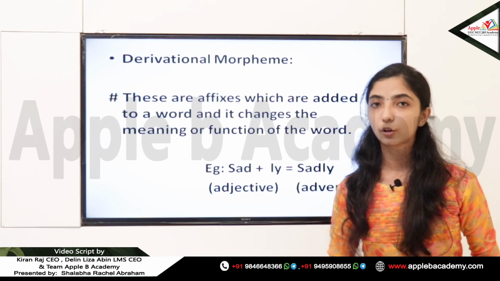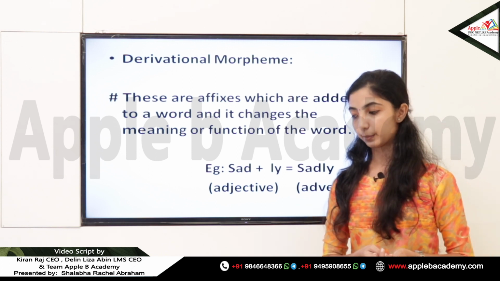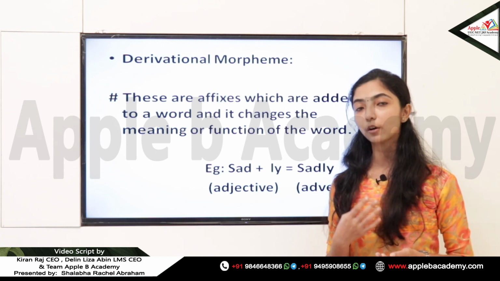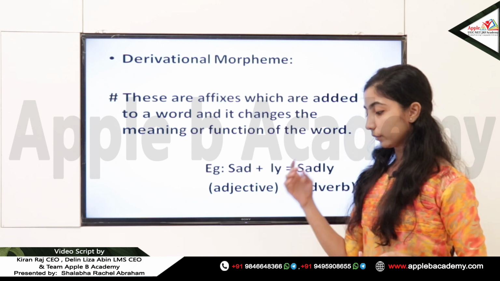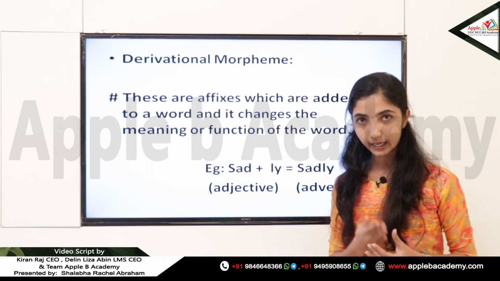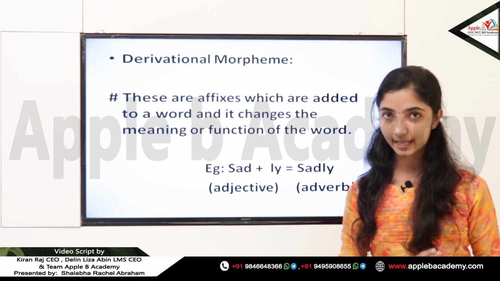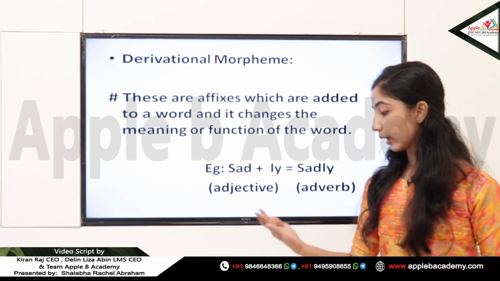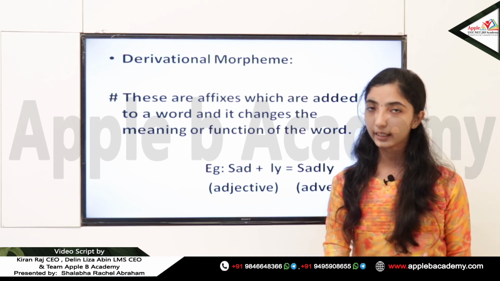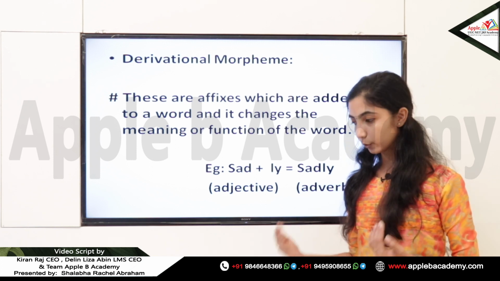Now we will be dealing with the topics of derivational and inflectional morphemes. Derivational morphemes are affixes which are added to a word and change the meaning or function of a word. For example, in the word sadly, sad is an adjective and ly is added to the base word sad to make it into an adverb, that is sadly. So the adjective changed its form to an adverb. That is what derivational morphemes do.